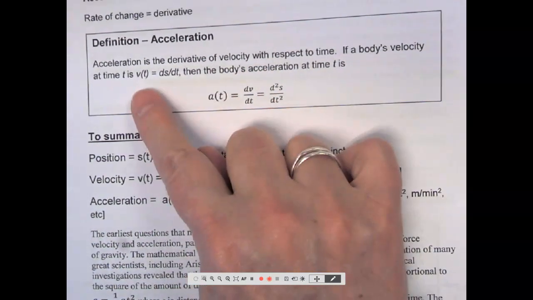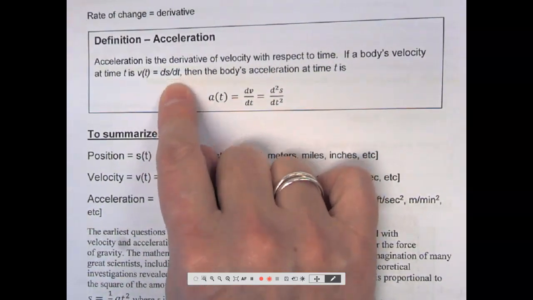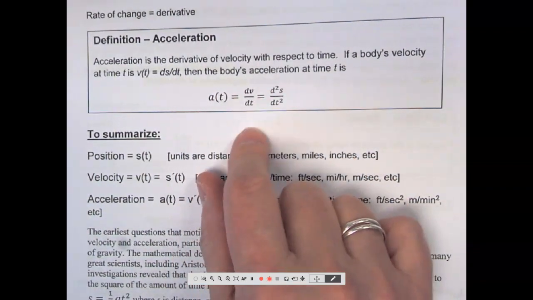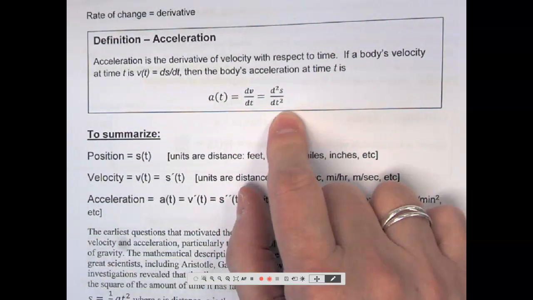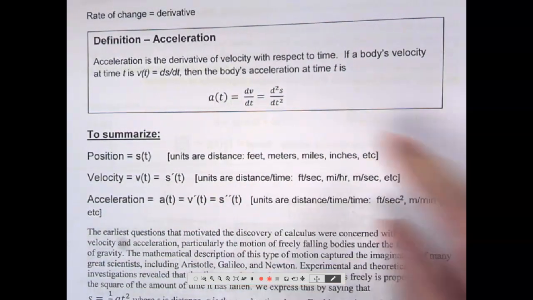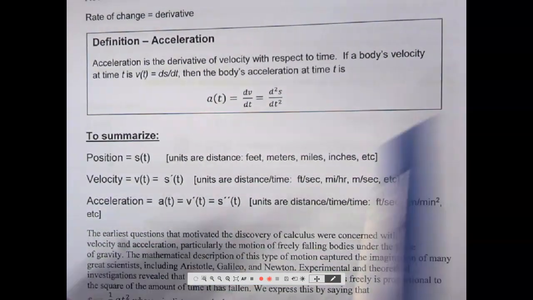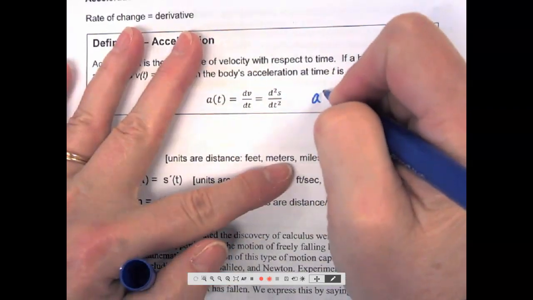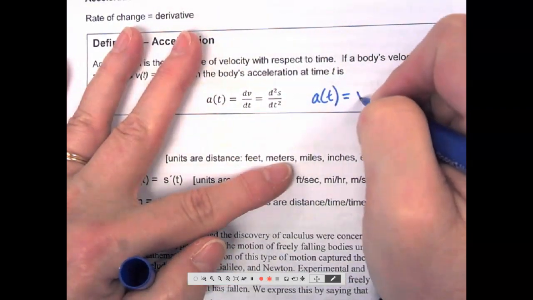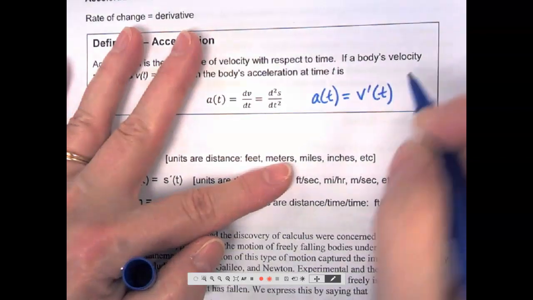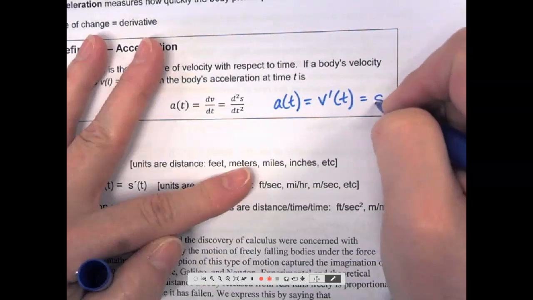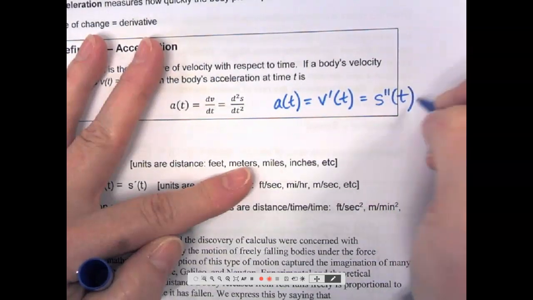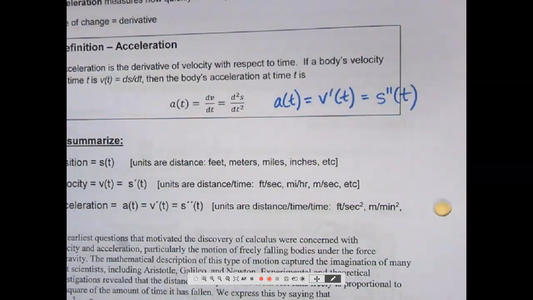If a body's velocity is ds/dt, then the acceleration is the derivative of velocity, or the second derivative of position. Okay, so acceleration is the derivative of velocity, which is the second derivative of position. So it's how your velocity is changing.